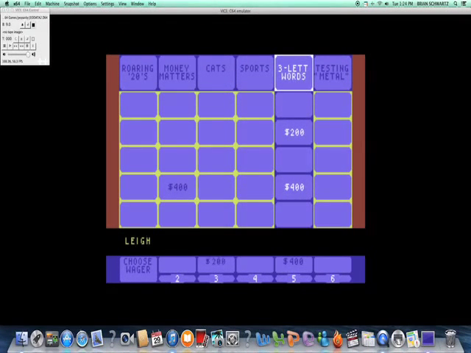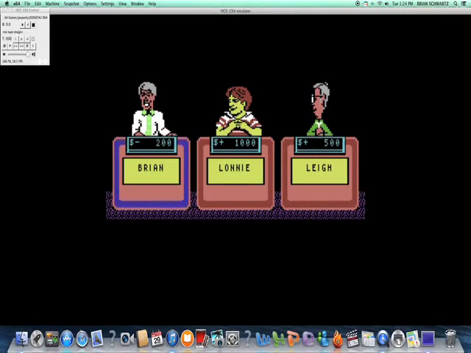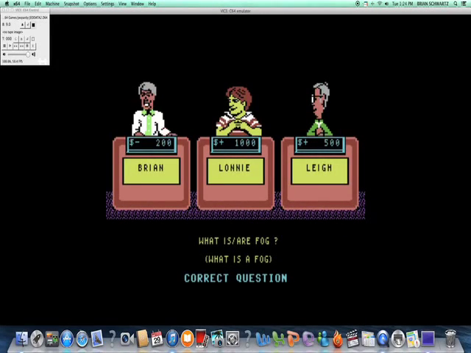This is why I hate software. A particularly dense one could be thick as pea soup. What is fog? This fog is thicker than peanut butter. You mean pea soup. You eat what you like, I'll eat what I like.